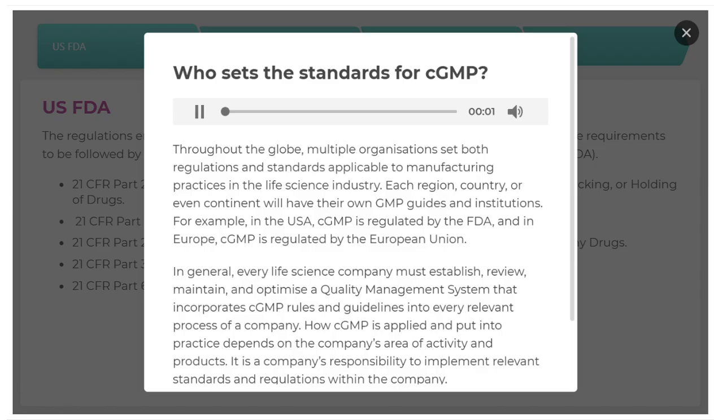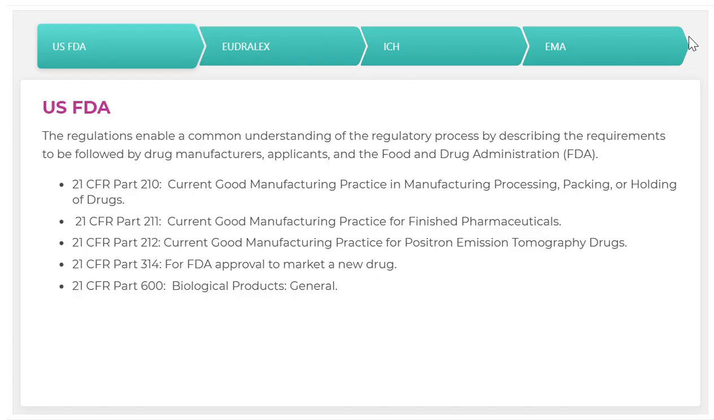Who sets the standards for cGMP? Throughout the globe, multiple organizations set both regulations and standards that are applicable to the US FDA. These FDA regulations enable a common understanding of the regulatory process by describing the requirements that need to be followed by drug manufacturers, applicants, and any party who is applicable under FDA regulations. The main regulation for this industry is called Title 21, Food and Drugs. The below sections are included in Title 21 and specific to cGMP.